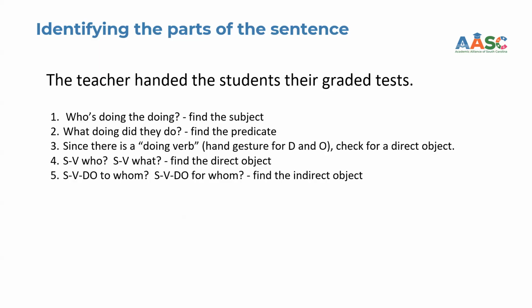So I hope no one said students. Is students the direct object? I hope the teacher's not picking up students and handing them around the room. They shouldn't be doing that, even if they're littles. So no, they're handing the paper. So that would be our direct object. And then you ask the next set of questions. Subject, verb, DO. So teacher handed test to whom or for whom, and then we found students to be our indirect object.